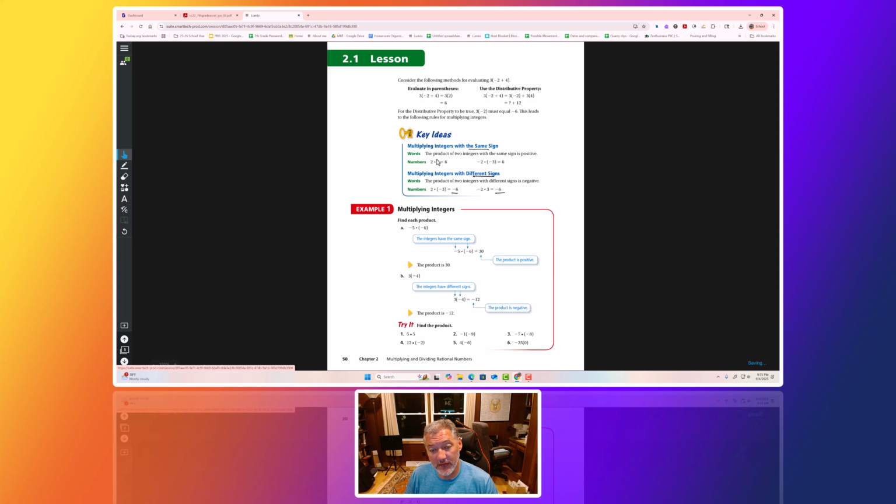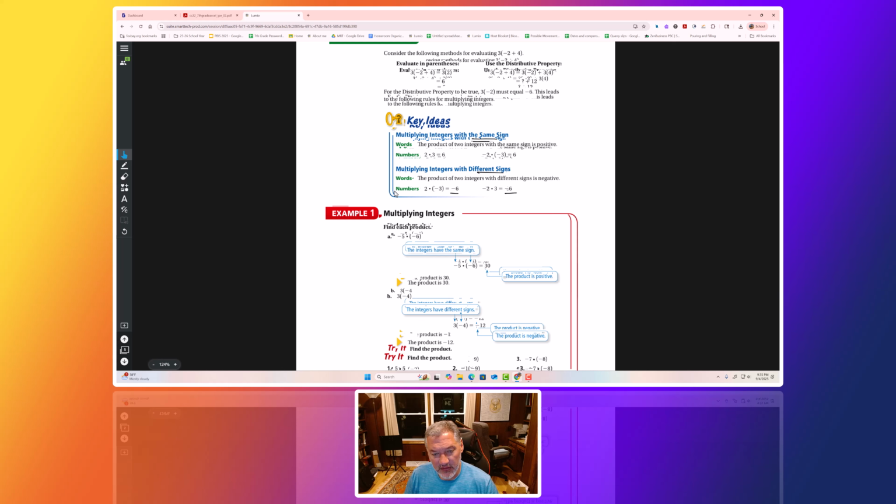So 2 groups of -3 is -6, and negative 2 groups of 3 is -6 also. But again, I have a positive and a negative. So let's take a look at these other ones here that I have. These have the same sign. They're both negatives, so therefore my answer will be a positive answer, and it's positive 30. If I look at this one, I have 3 times -4. They're different, so therefore your answer will be a negative, right? So that's why it's -12.